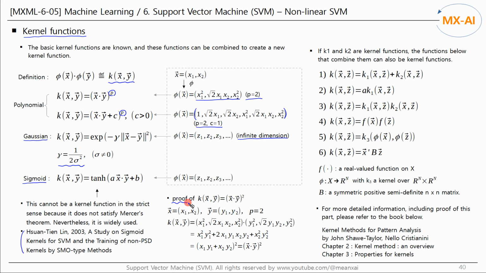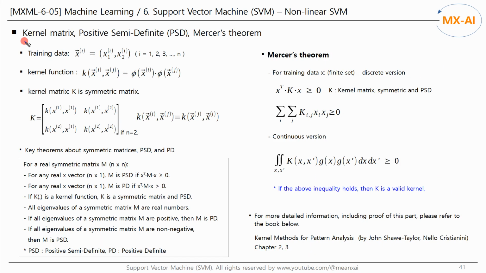We are not interested in finding the phi x itself. We are only interested in finding the dot product of phi xi and phi xj. If k1 and k2 are kernel functions, the functions below that combine them can also be kernel functions. For more detailed information, including proof of this part, please refer to the book below. Next, let's look at the kernel matrix, positive semi-definite, and Mercer's theorem.